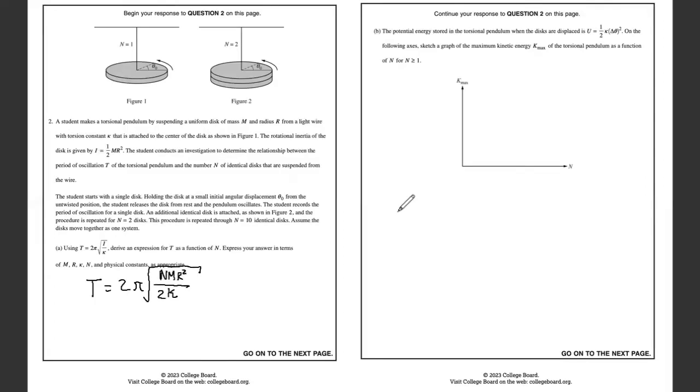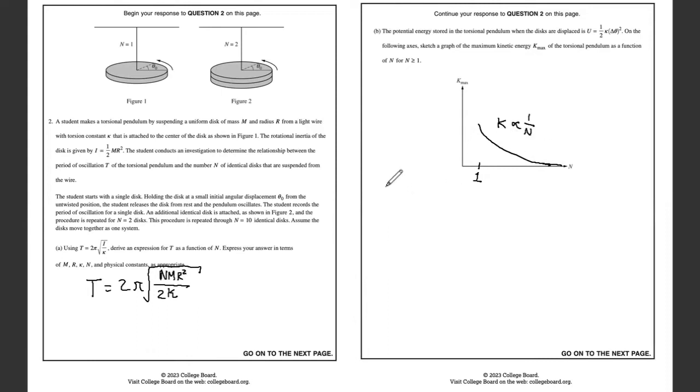Now, if we go on to the next page, it's actually asking us to sketch a graph for the maximum kinetic energy as a function of n for n greater than or equal to 1. So let's mark n is equal to 1 right here. And I do claim that this should actually be an inverse relation. I do claim that K should be proportional to 1 over n. Again, forgive my bad drawing right here. It should have an asymptote at K is equal to 0.